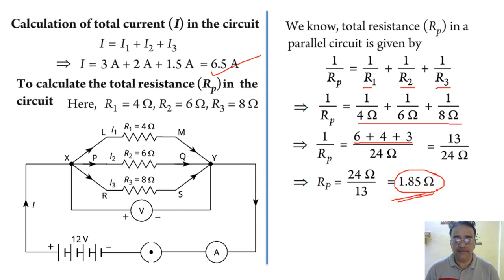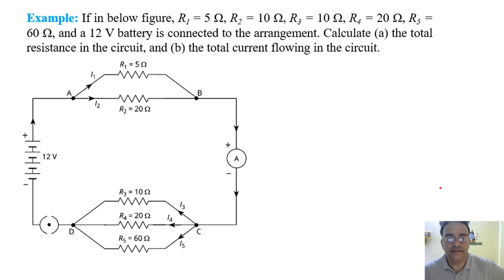So we'll see one more example. If in the below figure R1 is equal to 5 ohm and R2 is equal to 20 ohm, and R3 is equal to 10 ohm, R4 is equal to 20 ohm, and R5 is equal to 60 ohm, and a 12 volt battery is connected. Then we have to find the total resistance in the circuit and the total current flowing in the circuit.